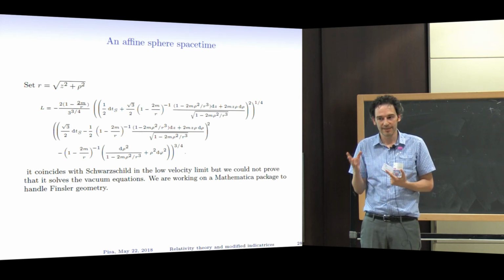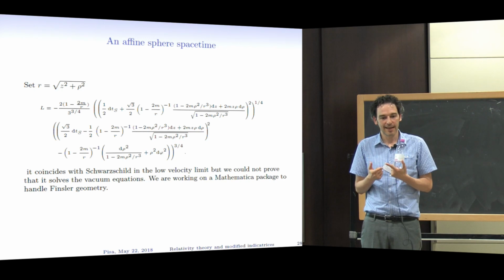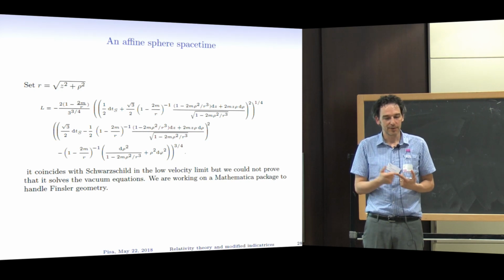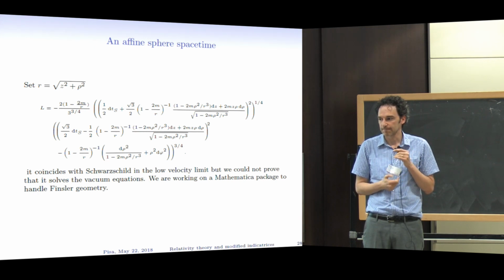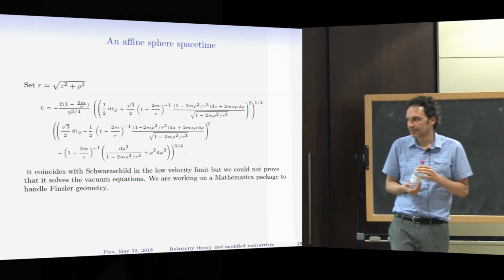It has been precisely built to be an affine sphere and to have as limit Schwarzschild, with the idea that if some equation exists, then it is likely that this solves the equation. It's not the solution, because we don't know for sure what the equation is. At least we are still discussing this point. Okay.